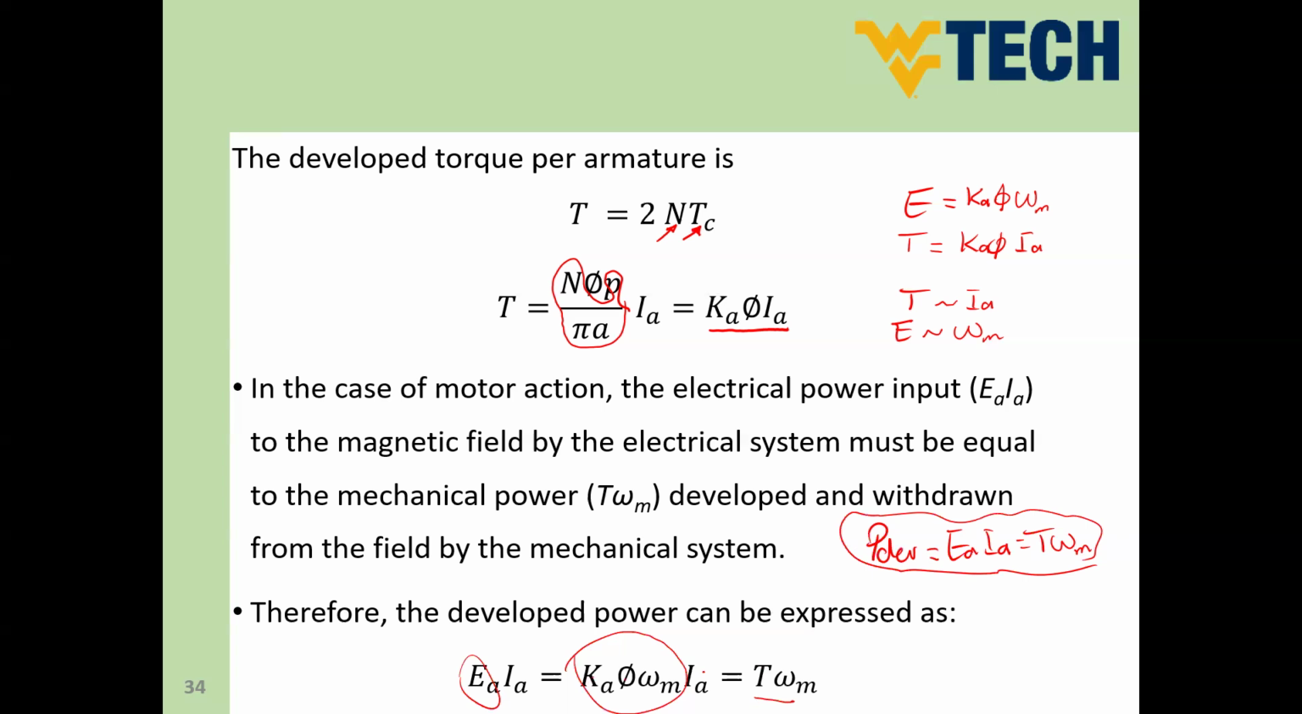Okay, guys, we will have some other losses inside the machine. We'll discuss that in the power flow of the machine later on, but this is called the developed power of the DC machine. So the developed power, electrically, equals EA times IA, the excitation voltage times the armature current, or equals the developed torque times the motor speed.